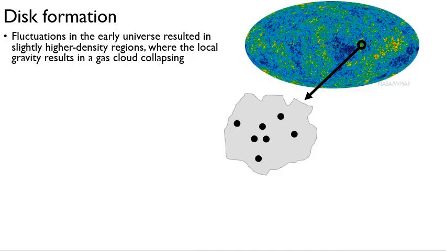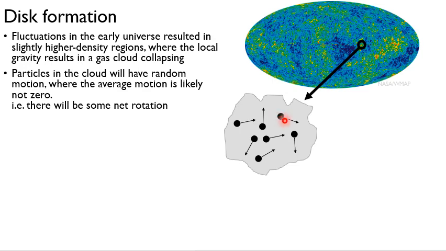So let's start out with the formation of the disk. You initially have some clouds of gas out in the universe, and you're going to have some fluctuations in the density distribution. You can see this by looking at the cosmic microwave background that we looked at in the Introduction to Big Bang lecture. There are some regions of higher density, and that higher density means that gravity is going to cause that region to collapse.